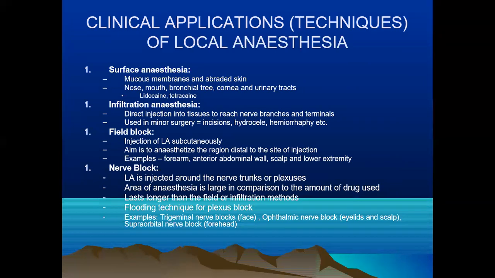Then you can do a nerve block. Local anesthetic is injected around the nerve trunk or plexus. The area of anesthesia is large in comparison to the amount of drug used, and it lasts longer than the field or infiltration methods. There is a blocking technique for plexus blockade. Examples are trigeminal nerve blockade of the face, ophthalmic nerve blockade of the iris and scalp, and suborbital nerve blockade for the forearm.